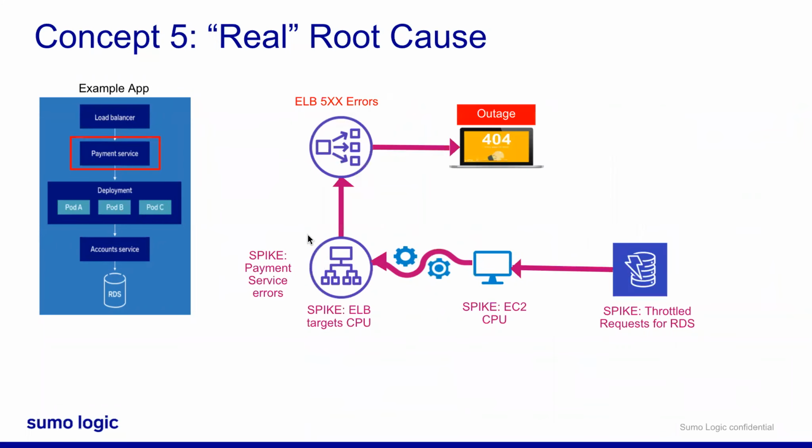Concept number 5 is the real root cause. In our experience, incidents and outages are caused by one or more of these factors: unplanned load, bottlenecks, software defects, and/or configuration changes. So in this example here, one might conclude that throttling of database requests was indeed the root cause that cascaded into EC2 CPU spikes and errors at the payment service and ELB levels.